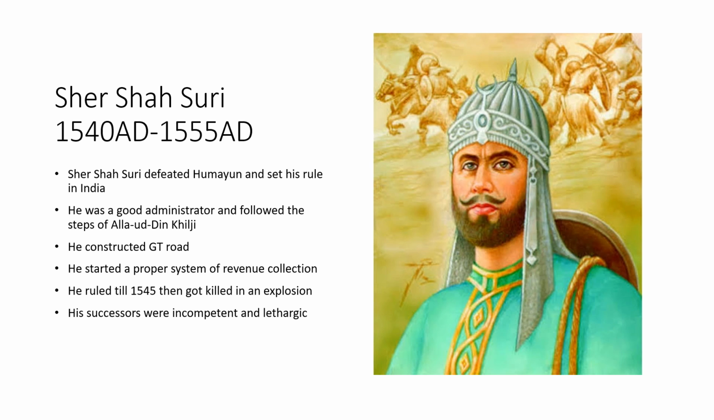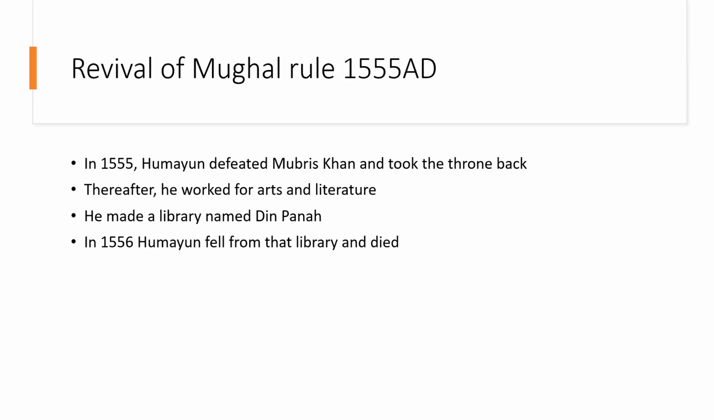But his successors were incompetent and lethargic. They were not good, they were not able to keep the empire consolidated. So the empire fragmented, and Humayun came back and resumed the Mughal Empire. So this is how Sher Shah Suri's dynasty started and then ended in 1555.